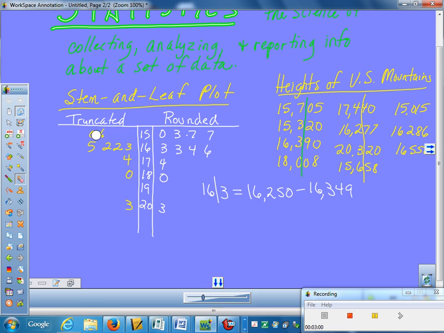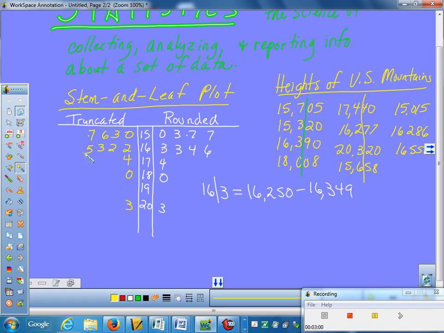Now, I do need to go back and put these in order. So, yeah, I get to use the magic wand and go, oh, it should be 0, 3, 6, 7. And notice, I put the small number closest to the stem. This has got to be 2, 2, 3, 5. And then I also think it's way easier to write the key for this one.